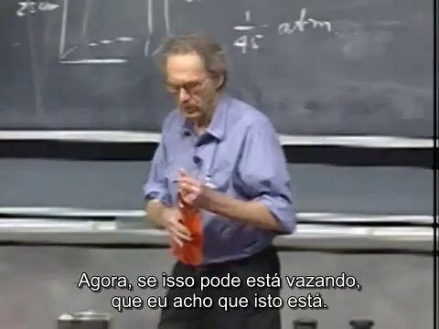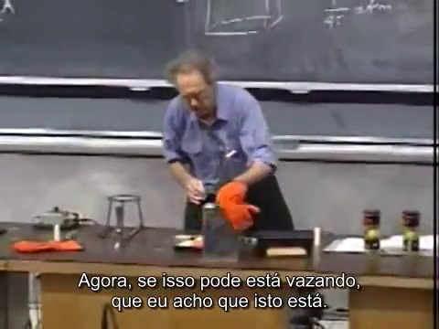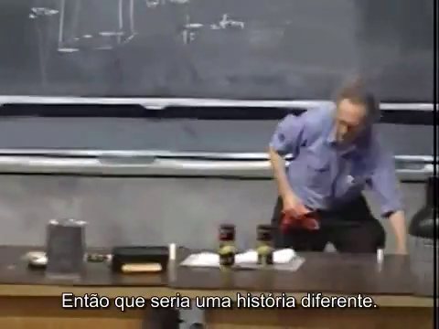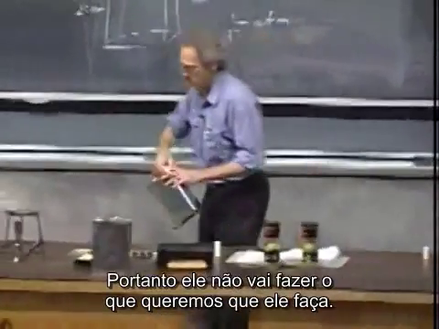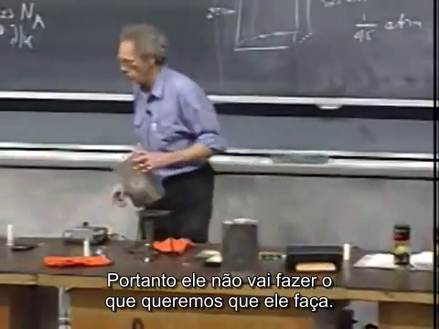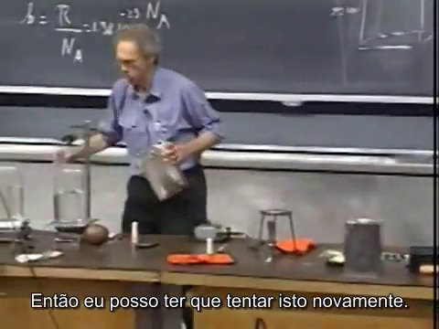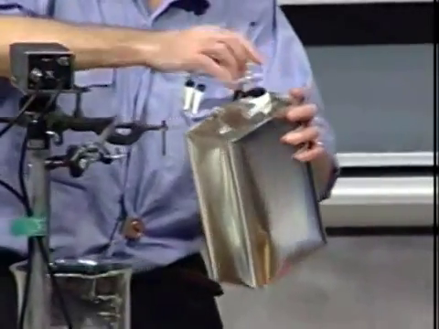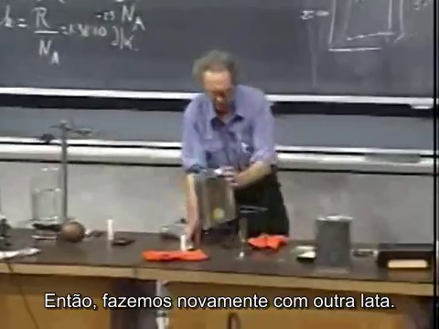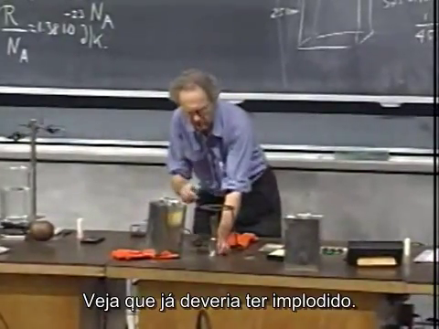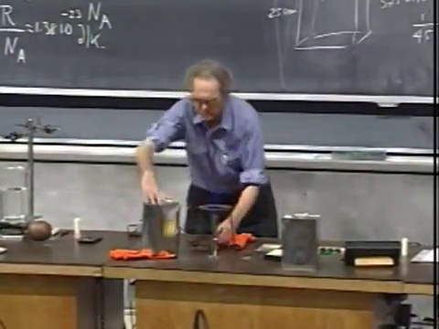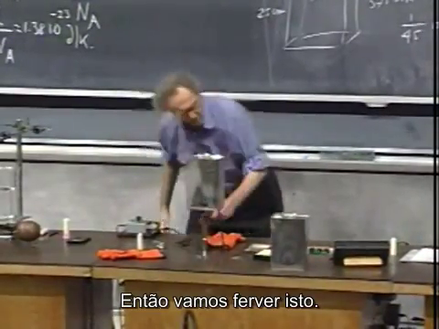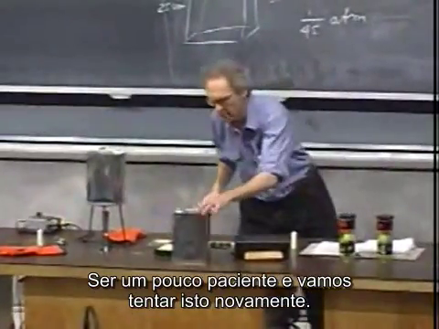Now, if this can is leaking, which I think it is, because it should already have collapsed. If the can is leaking, of course, then that will be a different story. Then it will not do what we want it to do. So I may have to try this again. So we do it again with another can. See, that already should have imploded. So we'll boil this one, be a little patient, and we will try it again.